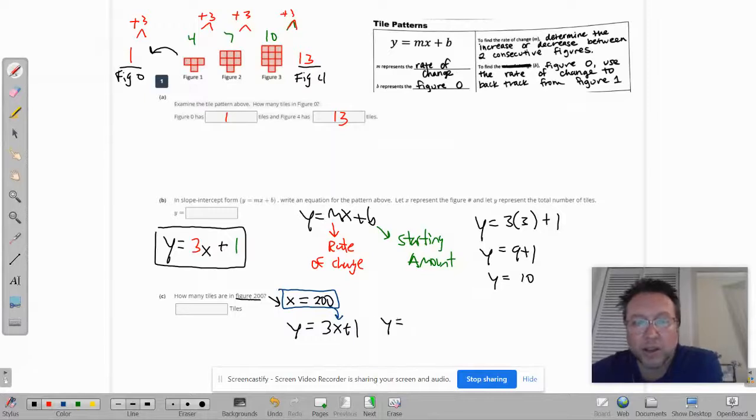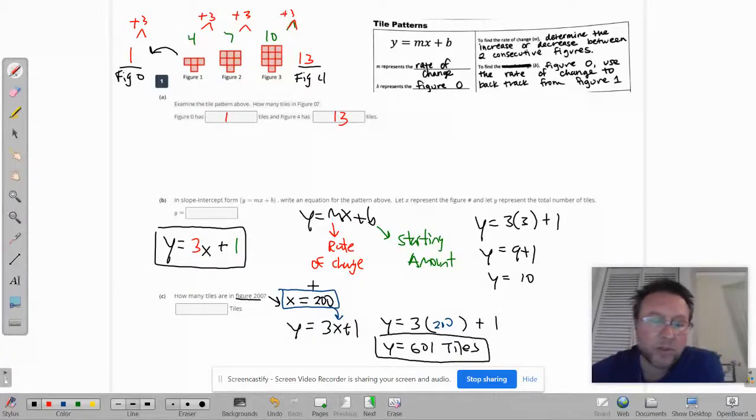And so I would have y equals 3 times 200 plus 1. And then when I do the number crunching there, 3 times 200 is 600. 600 plus 1 would be 601. So I would have 601 tiles. And that's a way for me to find that out without having to count plus 3, plus 3, plus 3, right? Nobody wants to do all that. All right, so that was number 1. So we'll pause here and let you try number 1, and then we will move on to number 2.